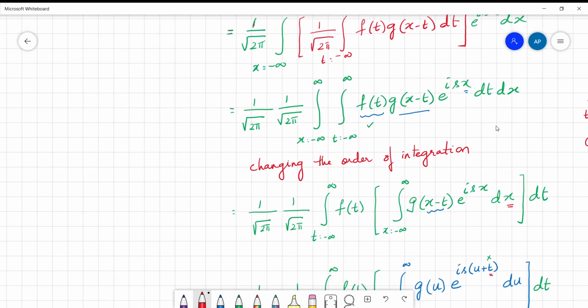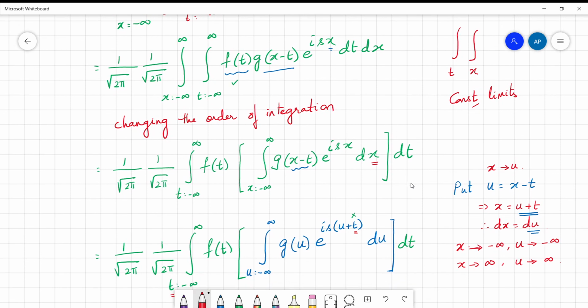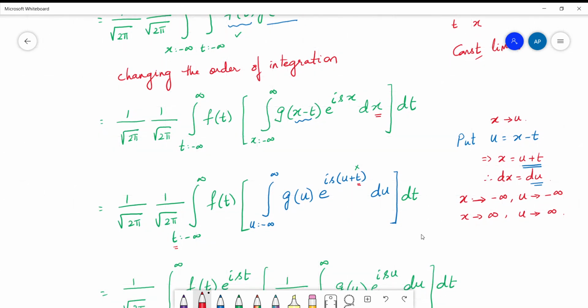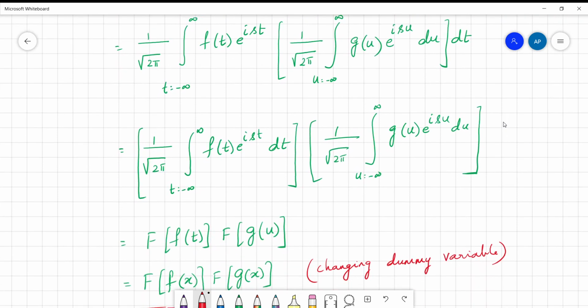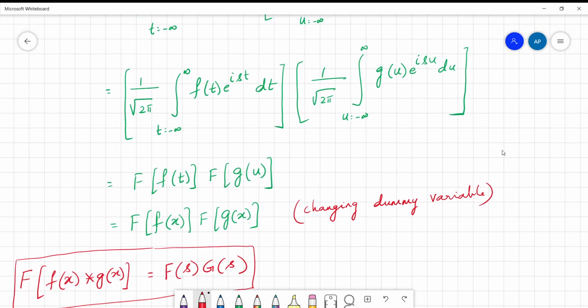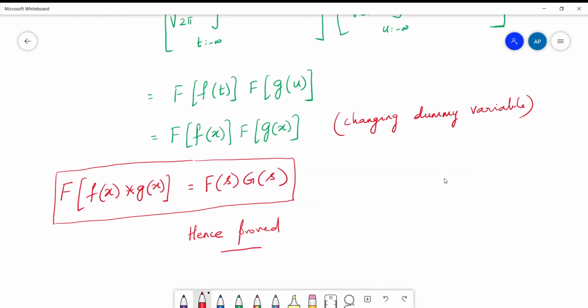performed the change of order of integration, which was easy because the limits were all constants. Then we took a substitution for u to be x minus t, and then rewrote it as a product of Fourier transforms, changed the dummy variables t and u to x, thereby proving the result. So this is a very important and very applicable theorem. We shall apply this in problems too and also use it to derive another important theorem called Parseval's theorem, which I shall do in my next video.